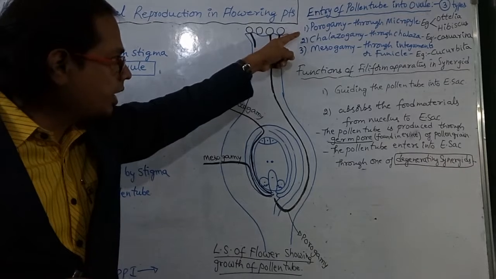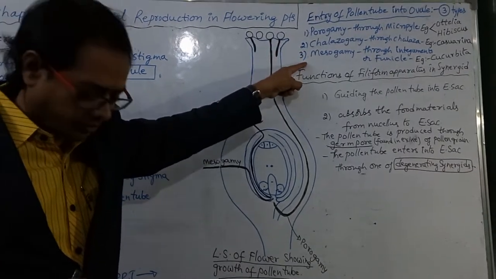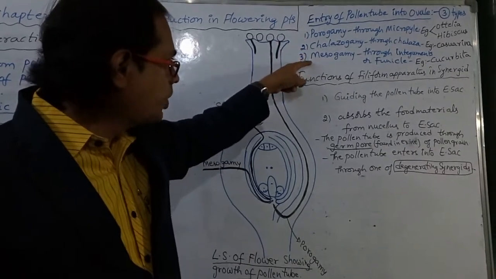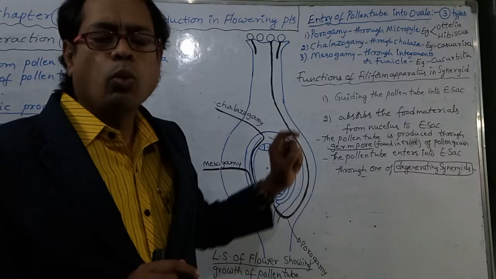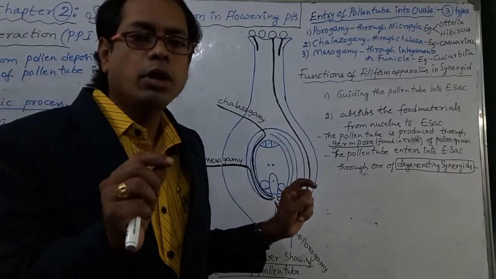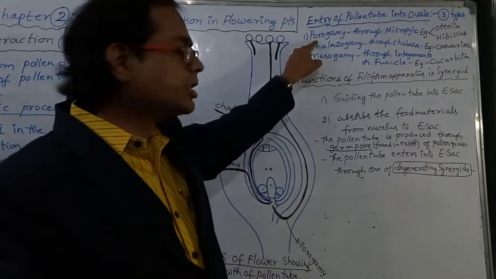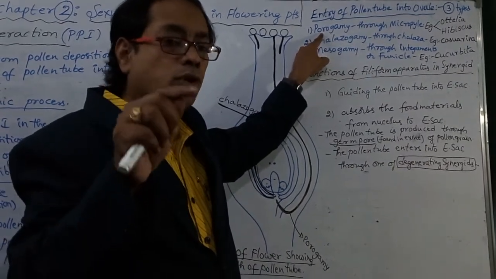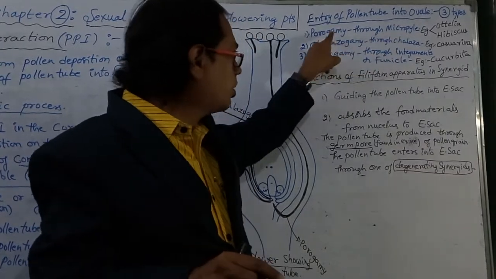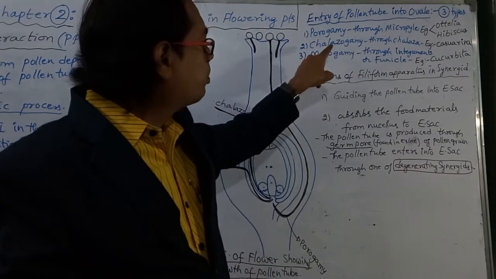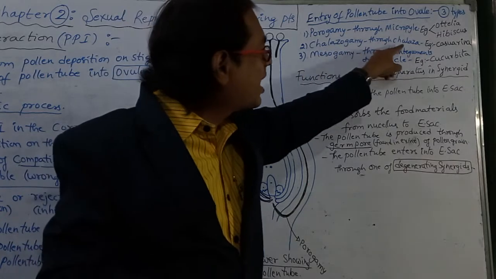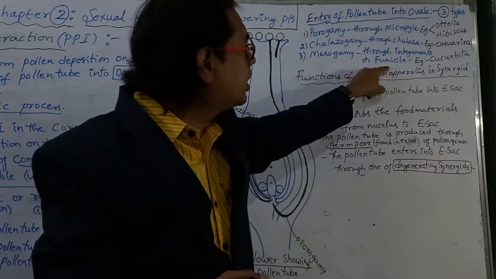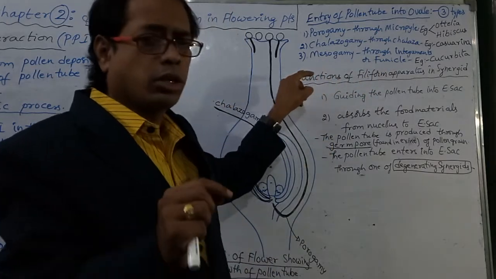That is porogamy, chalazogamy, mesogamy. What are those 3 types? Porogamy, chalazogamy, mesogamy. Poro means pore. What do you call the pore of ovule? Micropyle. So poro means micropyle. So the pollen tube enters into the ovule through micropyle is called porogamy. Pollen tube enters into the ovule through chalaza is called chalazogamy. Through integuments or funicle is called mesogamy.